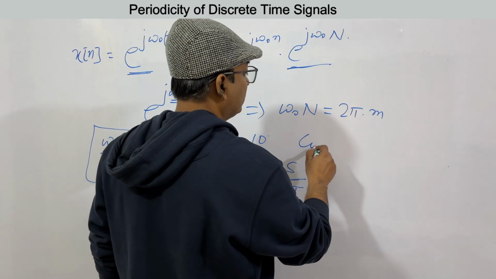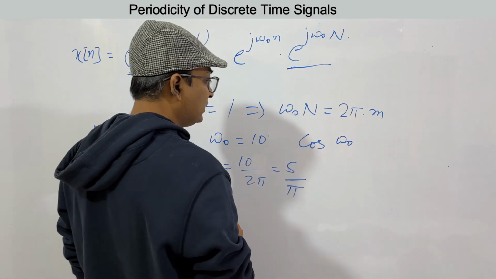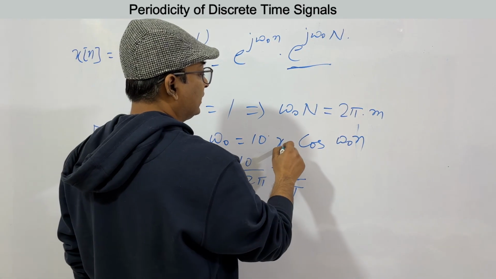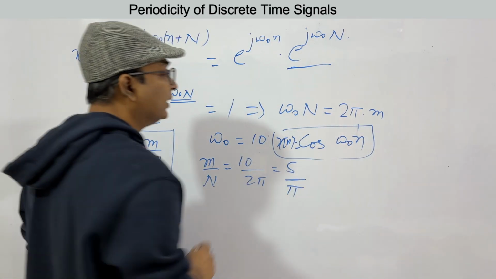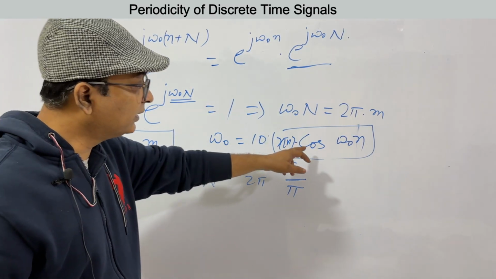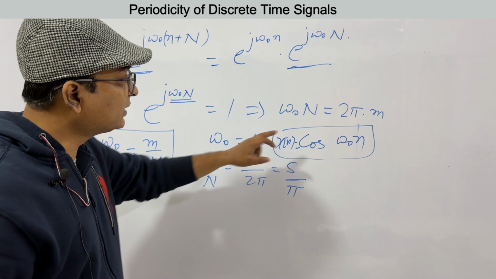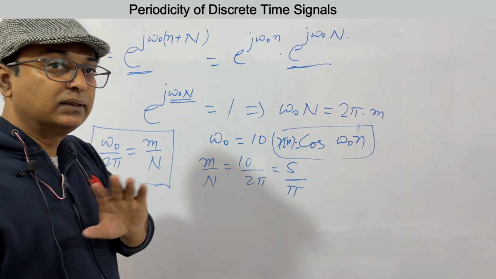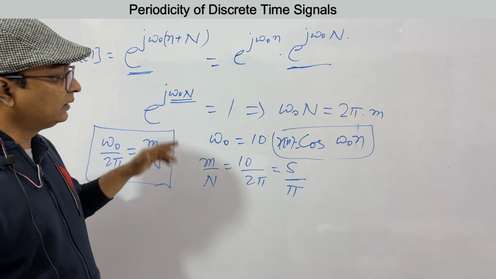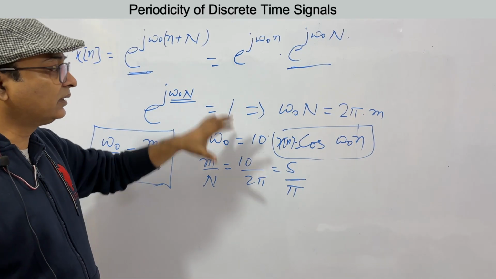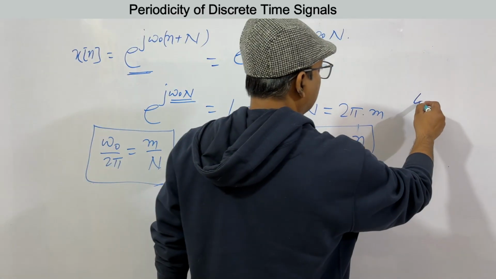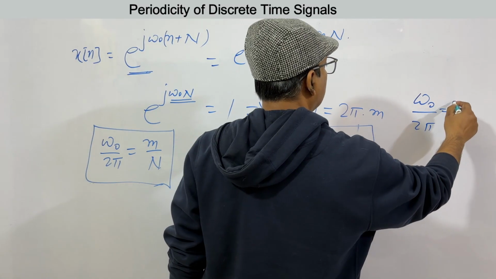That is, if we have cos omega 0 n, sorry, not t, n, if this is our signal, then at omega 0 equal to 10 the signal is not periodic, even when it is a cosine function, but when omega 0 is 10 pi, this will be periodic. This you should understand properly. Try to write down these things in your copy and revise it 2-3 times, then you'll get the gist of this. Okay, so this is a very important relation, omega 0 by 2 pi equal to m by n.